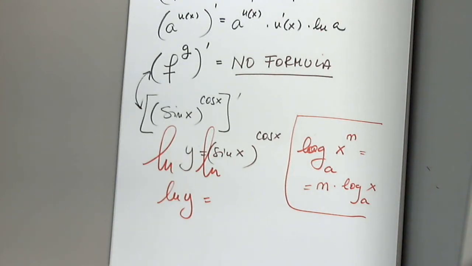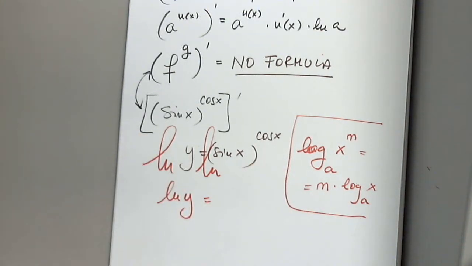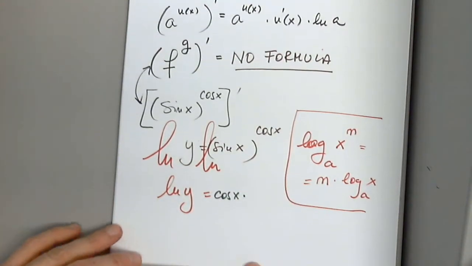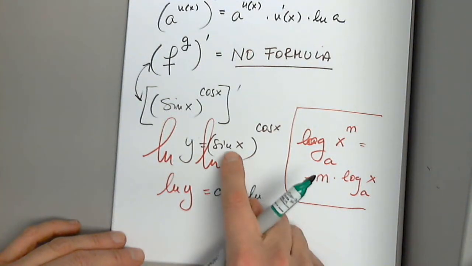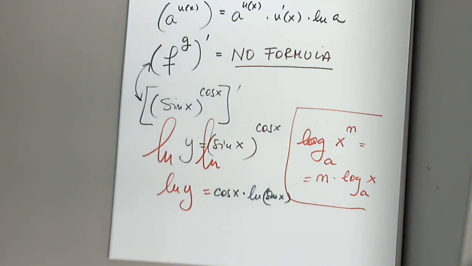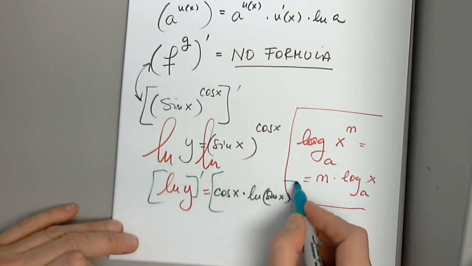This is not the change of base formula. That's a different story. Okay, so then what do you think I'm going to do to the right-hand side in lieu of this? Very good. Cosine x times natural log of sine x. Very good. Awesome. Okay. Now what do you think I'm going to do to both sides? Of course. The left-hand side prime, the right-hand side prime.